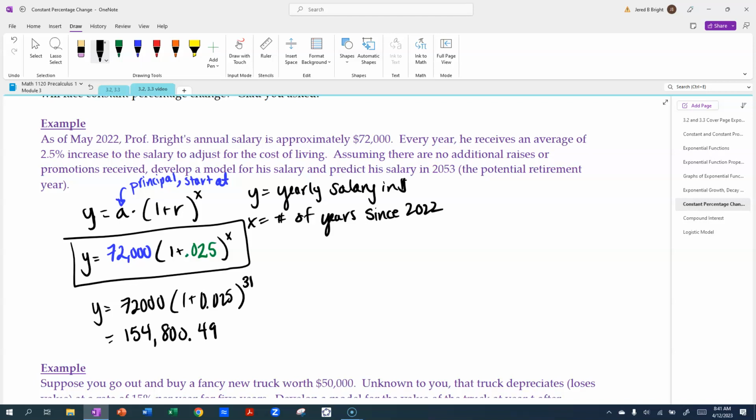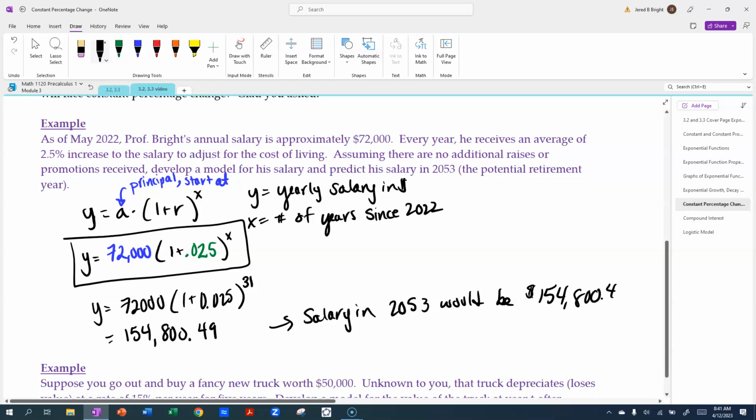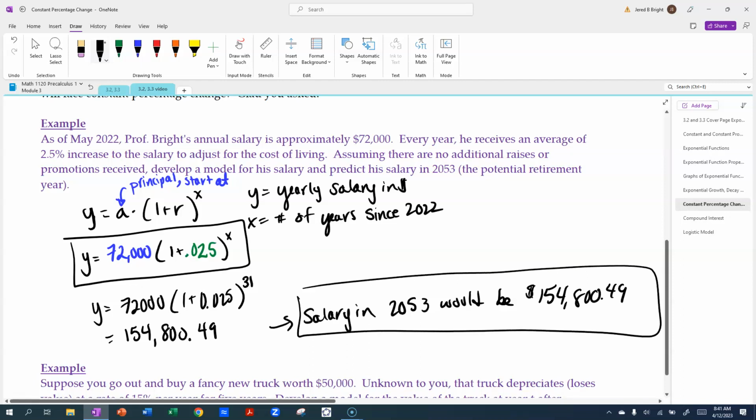Okay. So let's see. Salary in 2053 would be $154,800.49. Okay. So there we go.